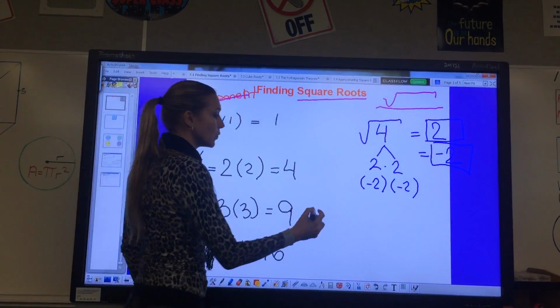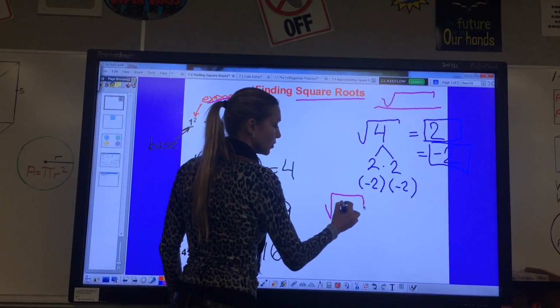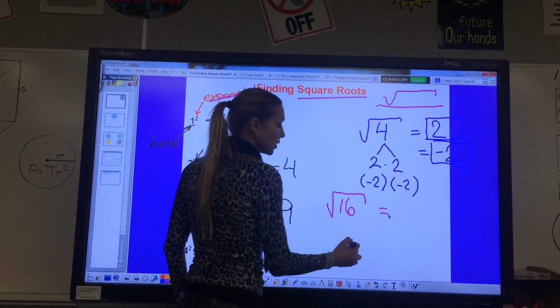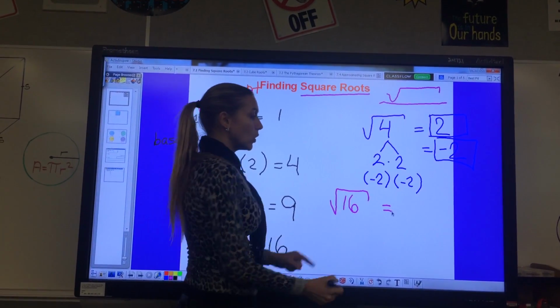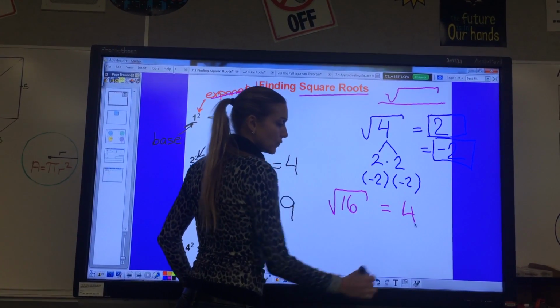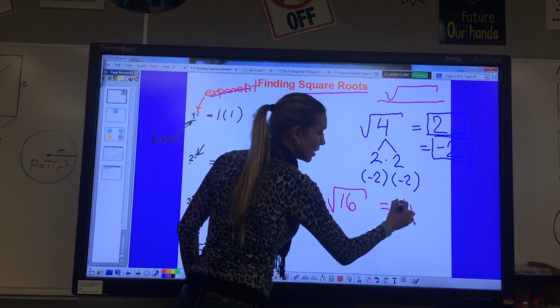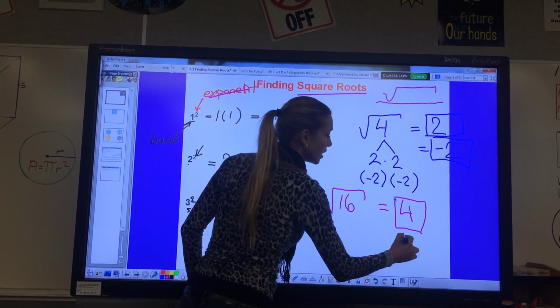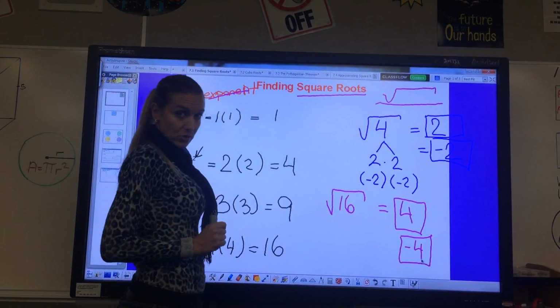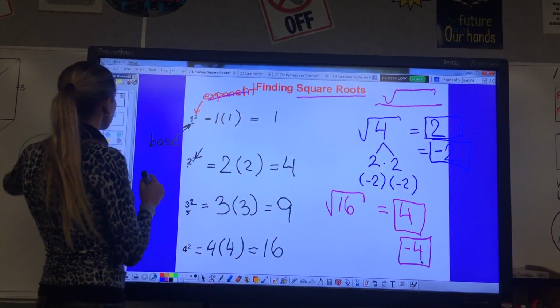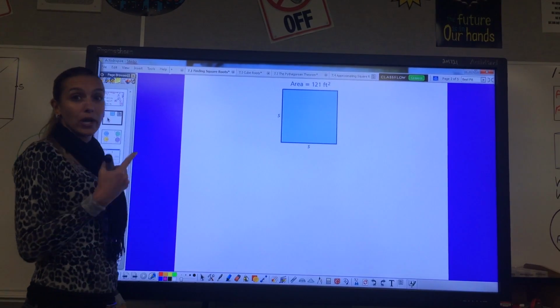Let's look at one more real quick. If I had the square root of 16, which 2 identical numbers multiply themselves to give me 16? Well, I know it's 4. 4 times 4 is 16, as well as negative 4 times negative 4 will give me 16. 2 possible answers. How does this play in when it comes to squares?